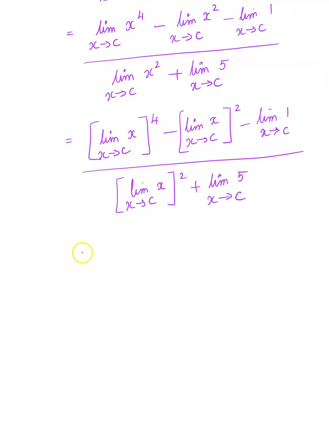Okay, now that it's in this most simplified form in the parentheses, in the brackets, we'll go ahead and plug in for limit x approaches c as c. If it was limit x approaches 1, then in the place of x you would plug in 1, right? In this case you're replacing all the x's with c. So c to the power 4 minus c squared minus 1, because there was no x there, divided by c squared plus 5. So we substitute for x as c.